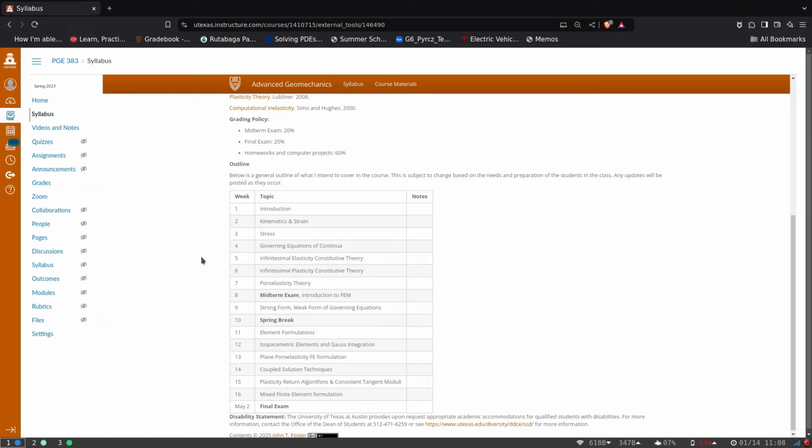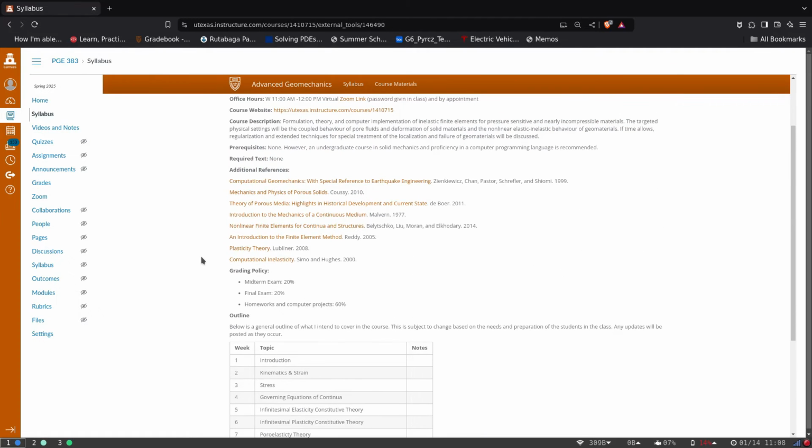There's no book for this class specifically, but I list a lot of sources there. This book right here, Malvern, Introduction to the Mechanics of a Continuous Medium, 1977, is kind of the Bible of continuum mechanics. Most of the notation that we'll use in this class comes from that book. And the reason is notation matters. It doesn't really matter, but it matters in the sense that, because it's kind of the standard, I would say the vast majority of papers that you're going to read use notation from that book. So it helps you read papers faster.